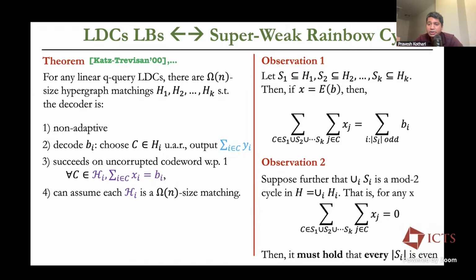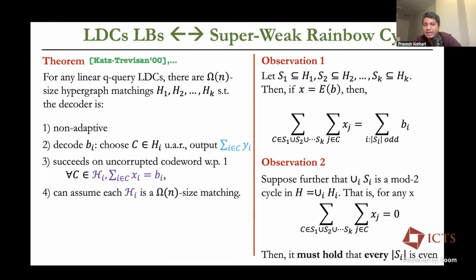Then notice that, by observation 1, since the union of Si is a mod 2 cycle, every vertex appears in an even number of hyperedges in the union of Si. Which means that if I add up all the xj's such that j is in some C in the union of Si, I must get 0. That's just the definition of being a mod 2 cycle.